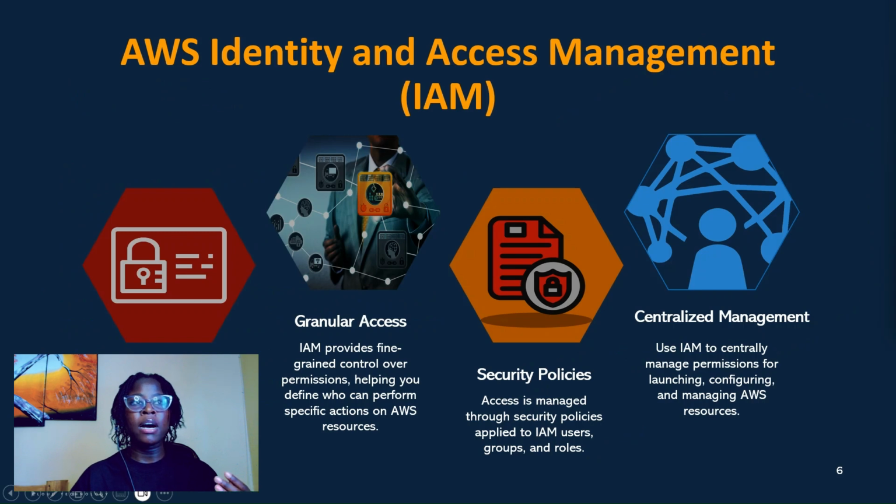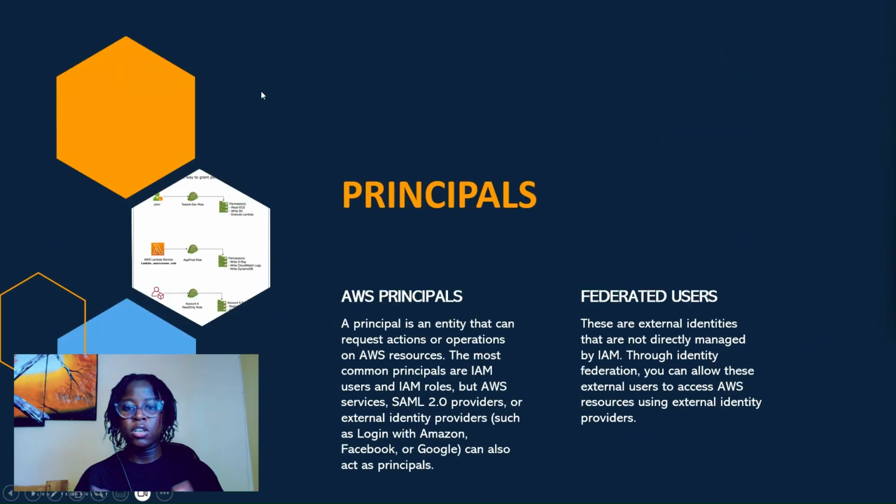A concept of IAM that you'll interact with is the concept of principals. A principal in AWS is an entity that can perform operations on AWS resources. As I was saying about creating IAM users, these are called principals because they can perform actions against AWS resources. We have users and roles, but these are not the only things that can be principals.